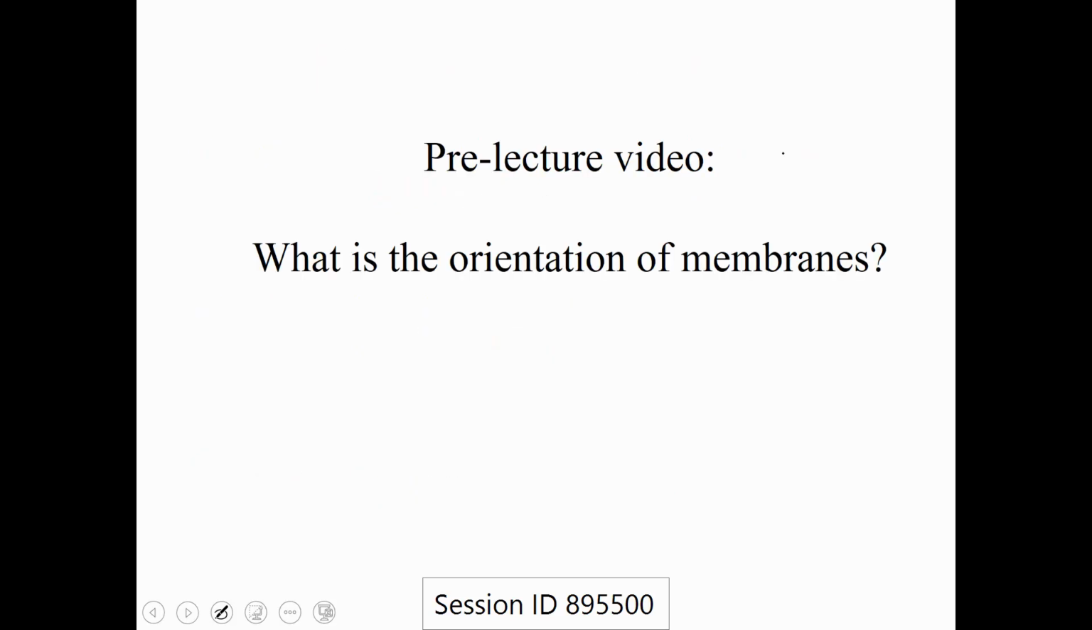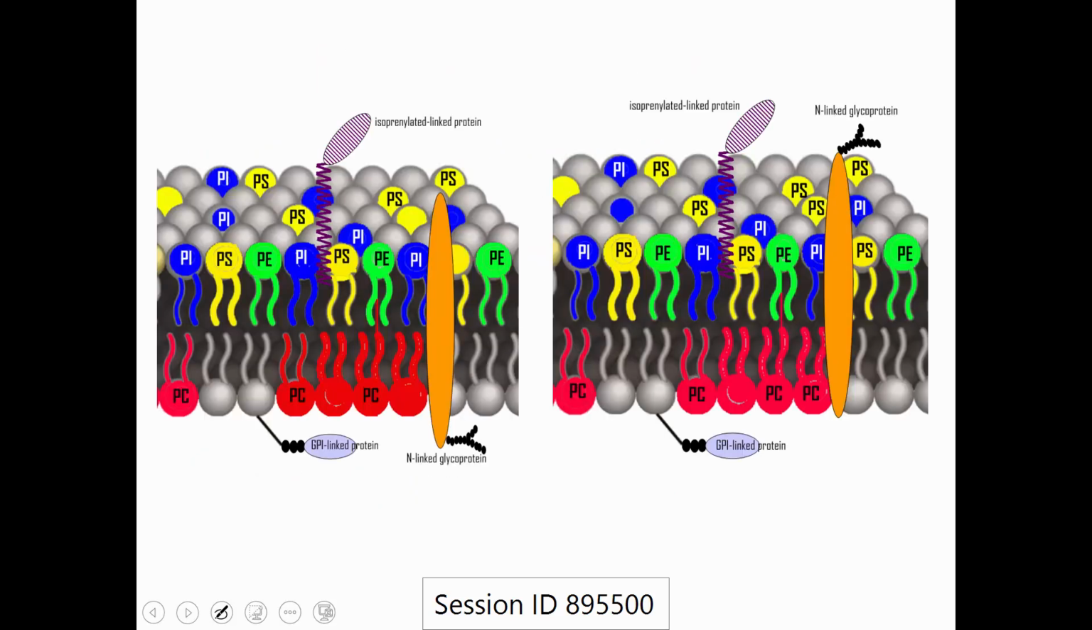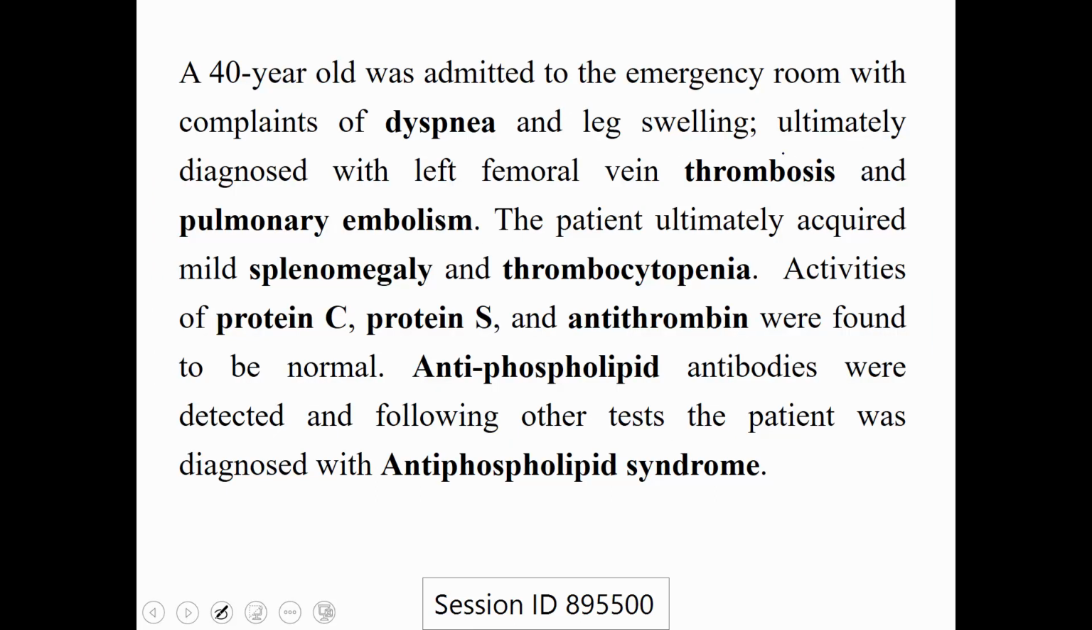So what is the orientation of membranes? When you look at this, these two membranes, one on the left, one on the right, I would tell you that just looking at it, one of them does not exist in nature. And you should be able to tell me which one. Okay? But we're not going to do that right now. You can look at that and just convince yourself.